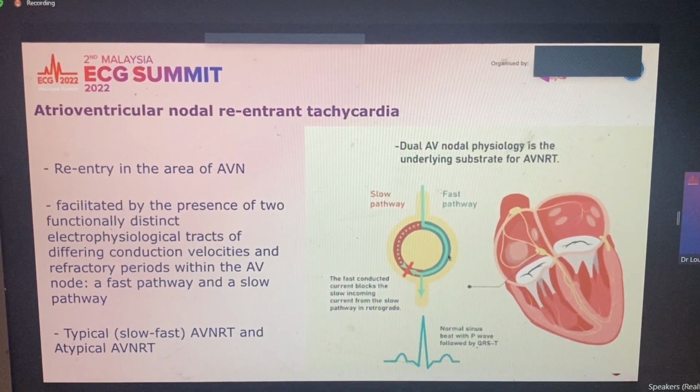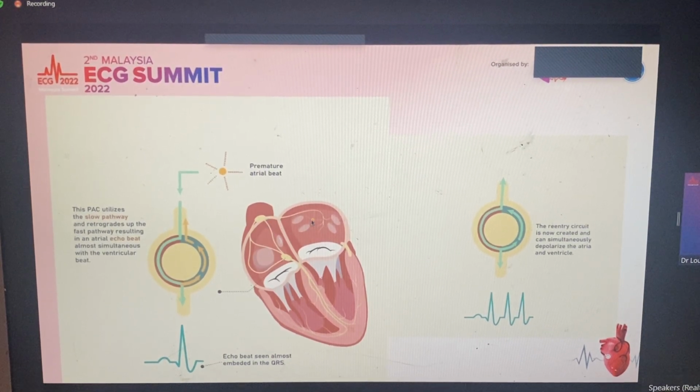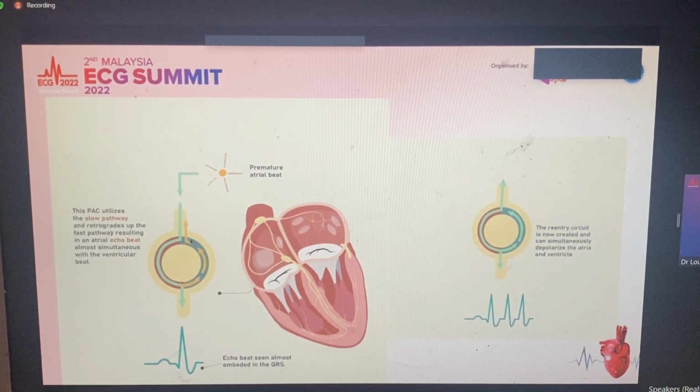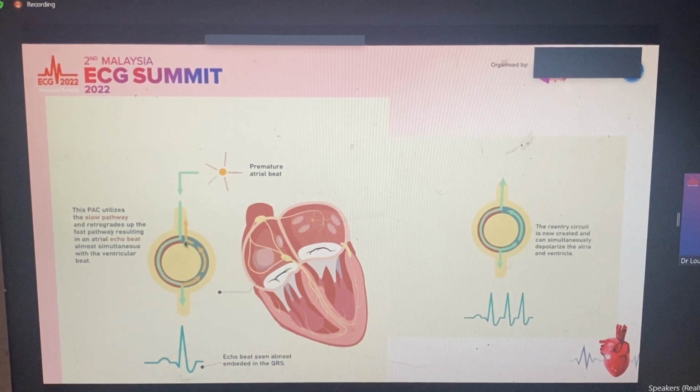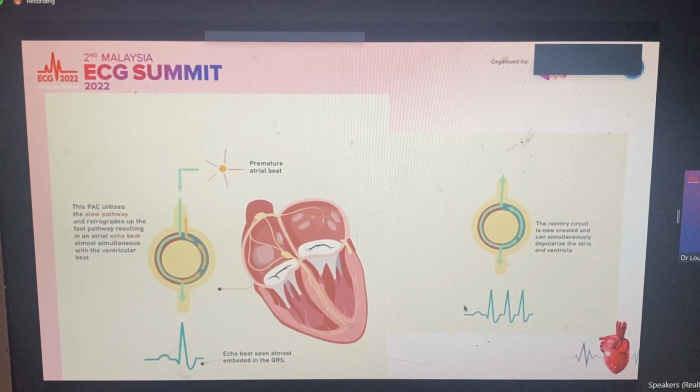So this is our normal sinus rhythm response. However, when there is a premature beat which comes in either from the SA node or from another focus, it travels to the AV node, and at that point the fast pathway may still be refractory. It cannot accommodate another antegrade conduction. So this premature beat will conduct down the slow pathway, depolarizing the ventricle, and at the same time go up the fast pathway, causing a re-entry circuit there. That is how AVNRT perpetuates, and this needs very exact timing every single time.